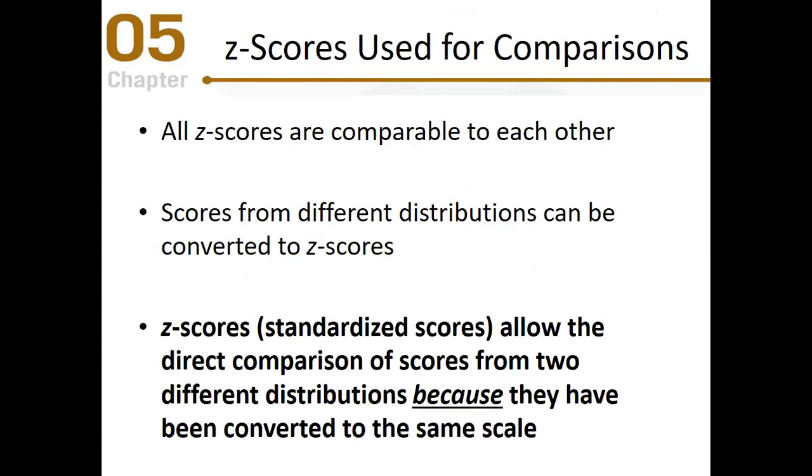All z-scores are directly comparable to each other. One of the biggest benefits of z-scores is that we can take results from different tests and from completely different distributions, turn them into z-scores, and then make direct comparisons of those scores. Now that we've put them on the same z-score platform, because they've been converted to the same scale, we can see where scores fall relative to other scores, even though they're coming from different distributions. Put simply, they allow us to compare scores from different tests that would have otherwise been very difficult to directly compare.